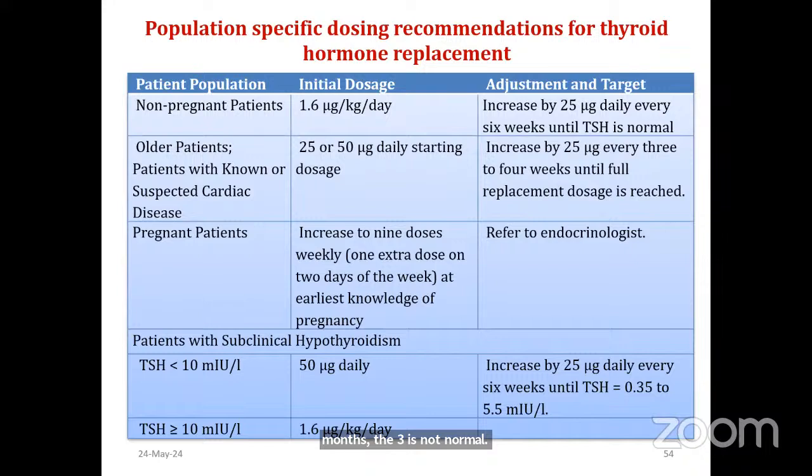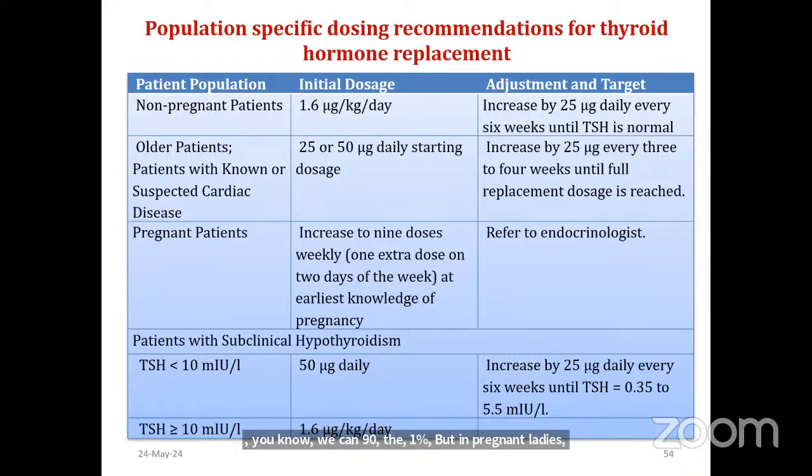In older patients, the dose should be kept minimal, so a 25 or 50 microgram dose should be started, and after 2 months, we can start increasing by 25 microgram of thyroxine. In pregnant patients, 2 extra doses are given in a week. So in a week, a normal person mainly takes 7 doses, but in pregnant ladies, 9 doses are given.